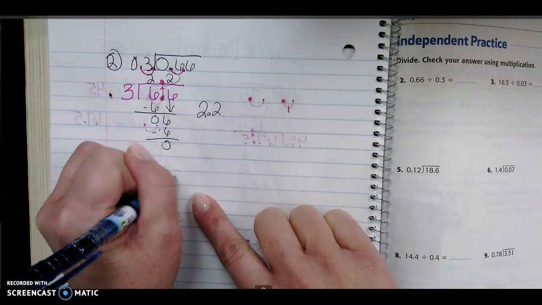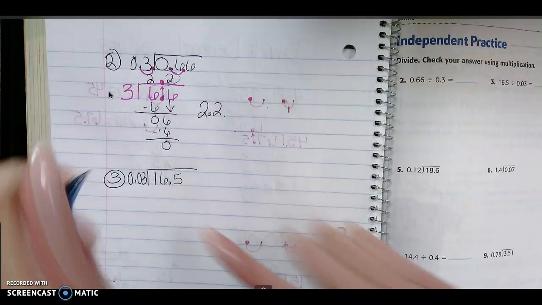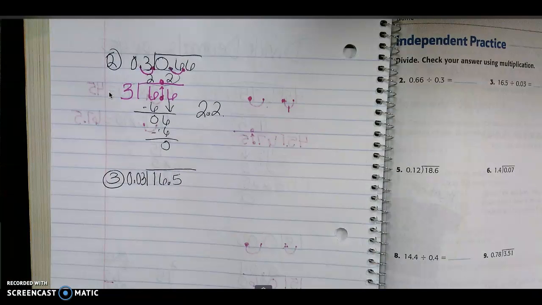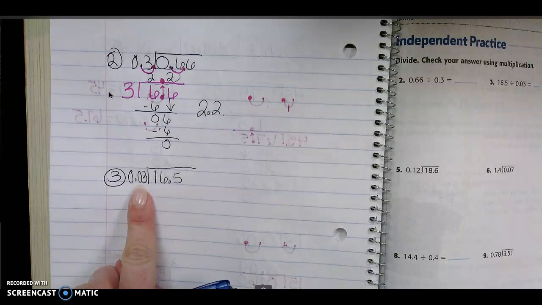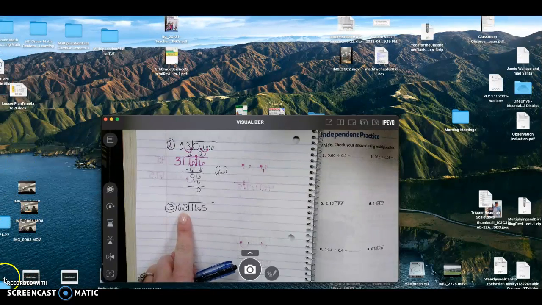16 and 5/10 divided by 3/100. You guys, how many times does the decimal have to move on this one? Show me with your fingers. How many times does the decimal have to move? 2 times to get it at the end of that 3. That's going to cause a problem in my dividend. Can you figure out how to solve it?